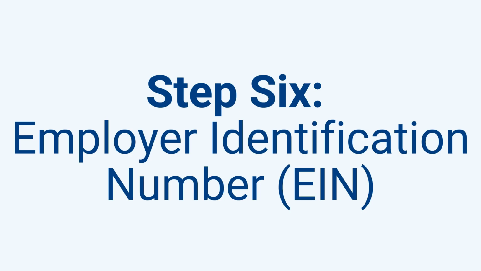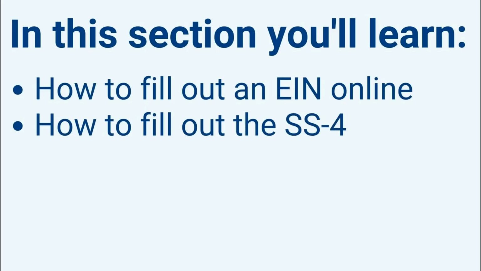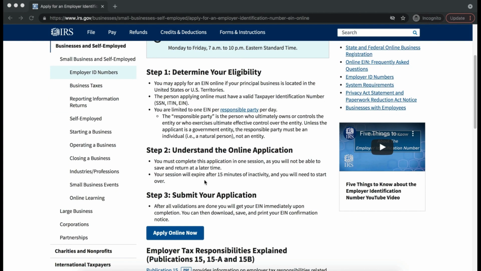Step 6. Employer Identification Number, EIN. What is an EIN? The Employer Identification Number, also known as the Federal Employer Identification Number, is a unique 9-digit number assigned by the IRS to business entities operating in the U.S. for identification purposes. Think of it as your business's social security number. In this section, you'll learn how to fill out an EIN form online and how to fill out the SS4 form. How to apply for your EIN online on the IRS website.